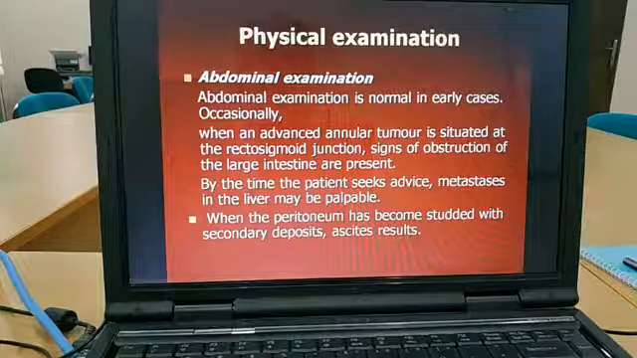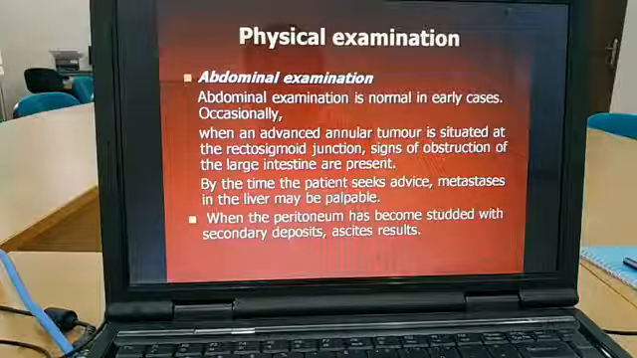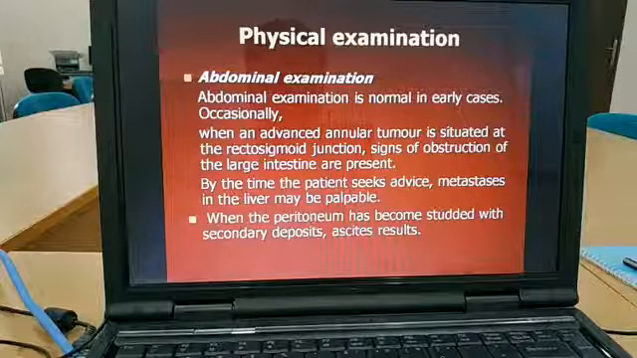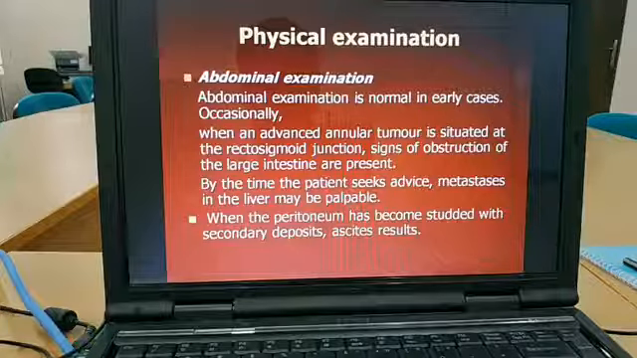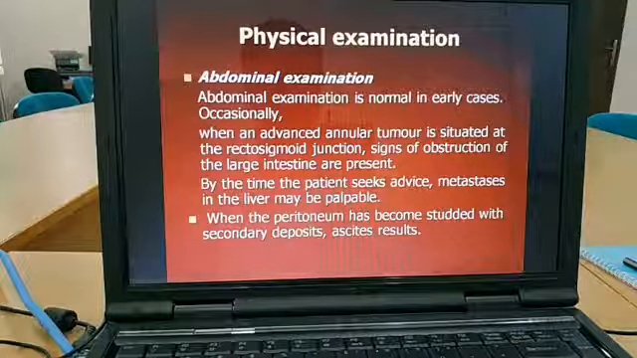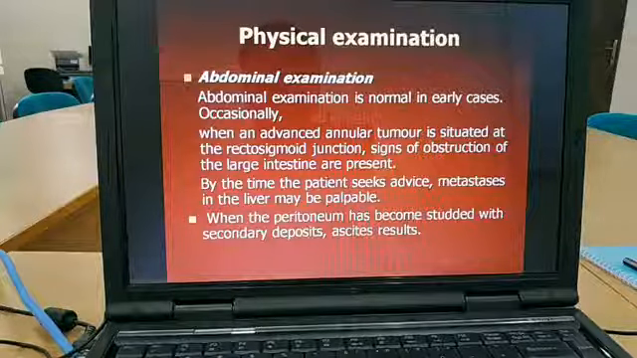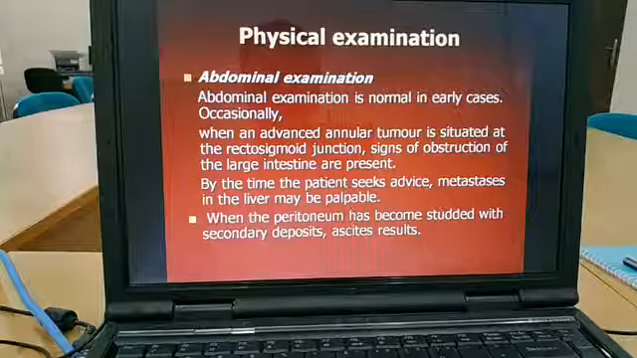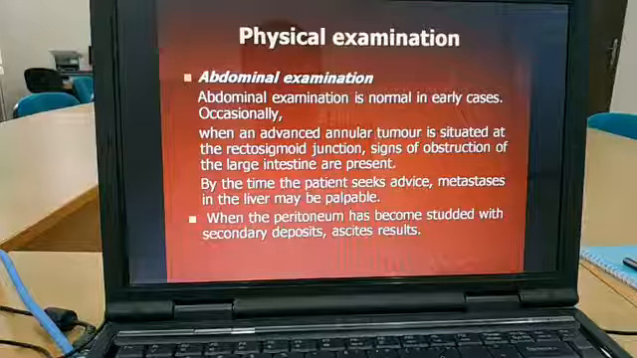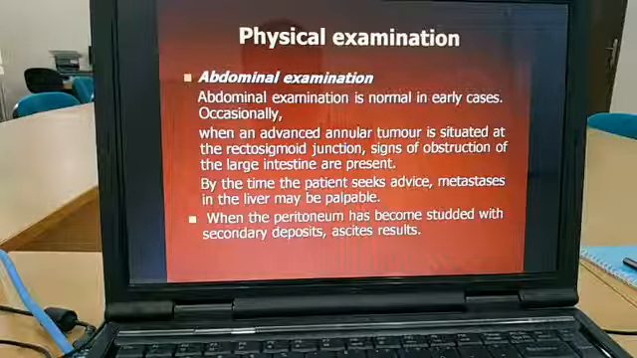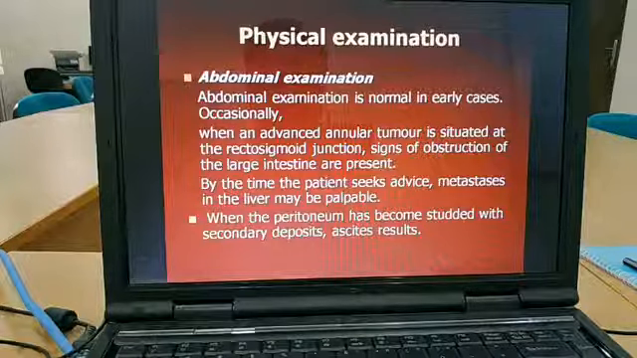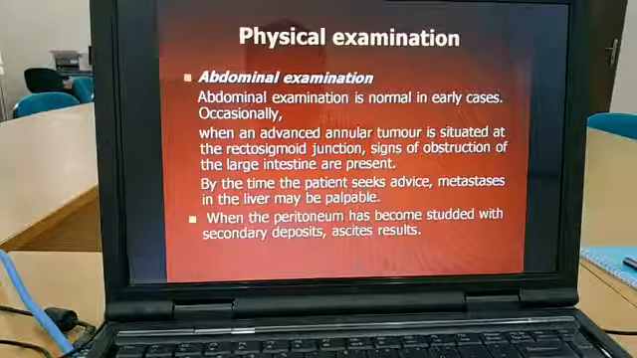Apart from the general examination, the physical examination has two parts: the general examination and the local examination. In the general examination, you will have to see the nutritional status of the patient, the anemia of the patient. You will see if the patient is jaundiced or not. So you should look for everything in the physical examination.